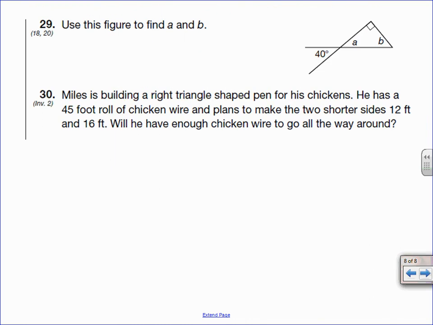The last two problems. Use this figure to find A and B. Well, this right here is something that is called vertical angles. And in vertical angles, the angles that are diagonal from each other, so 40 and A in this case, are equal. This one here and this one here would also be equal to each other, but not necessarily equal to the 40 and A. So we know from the diagram that A is 40 degrees, and that's because it is a vertical angle.